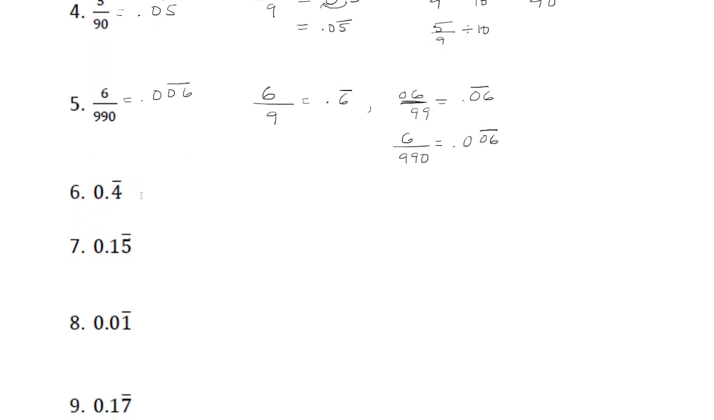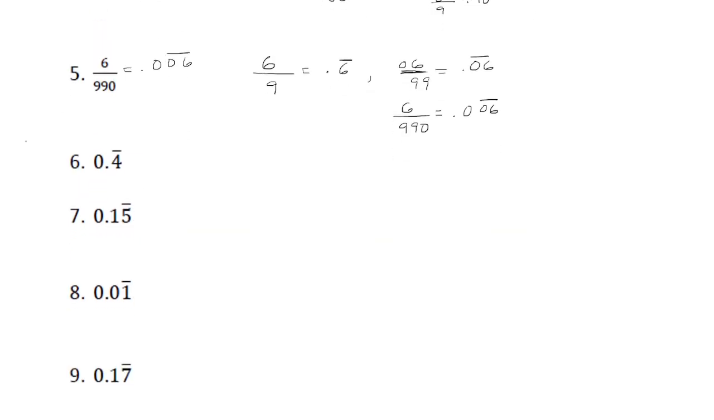Now we want to write these decimals into fractions. So 0.4 repeating. Because there's only one digit repeating, that's going to be a 4. And then we only need 1 9 since only one digit is repeating.